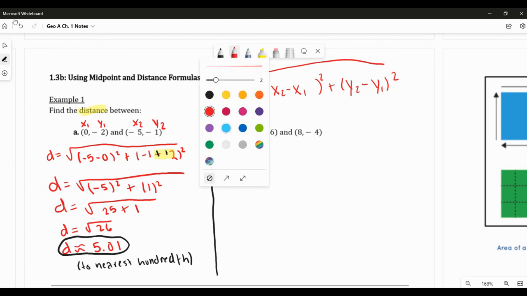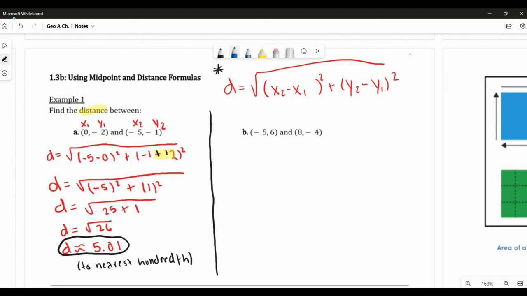We'll do one more example, and I'm going to switch colors here. In example B, I'm going to repeat the exact same process. So I'm going to start off by labeling my coordinates x1, y1, and x2, y2. Again, very critical step that we don't forget that. Once they're labeled, we plug them into our formula. So that's going to give me 8 minus negative 5 squared plus negative 4 minus 6 squared.